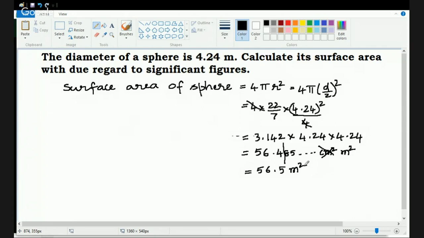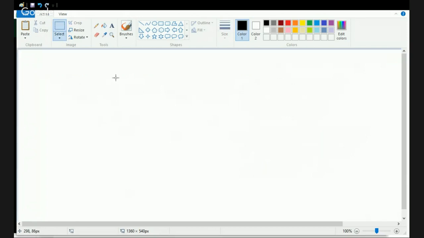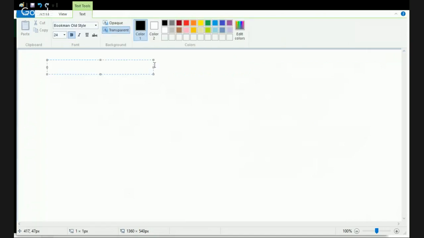56.5 meters square. Okay. Why can't you try another one? Take one more.